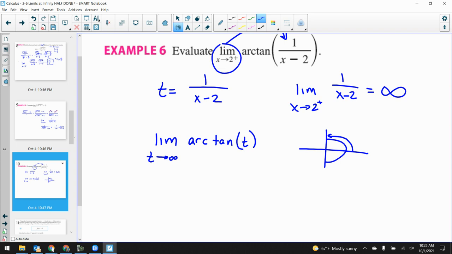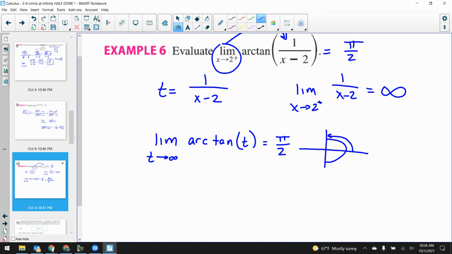Okay, what's happening as I increase the value of t? What is that going to do to arctangent? Well, isn't that making the angle measure bigger and bigger, right? Until it reaches that pi over 2. What's it going to go toward? It's going to go toward pi over 2. Okay. So I can evaluate the limit as t goes to infinity of arctangent of t to be pi over 2. So that means my full limit, the full thing here, is pi over 2.